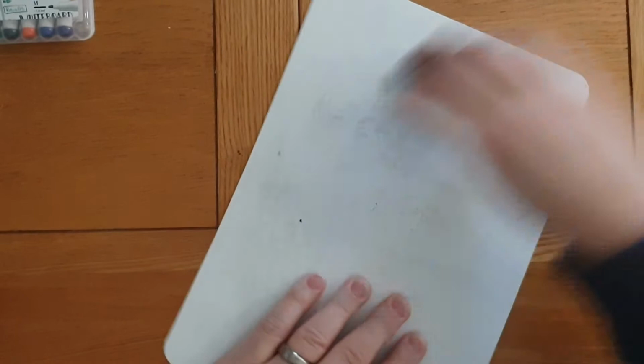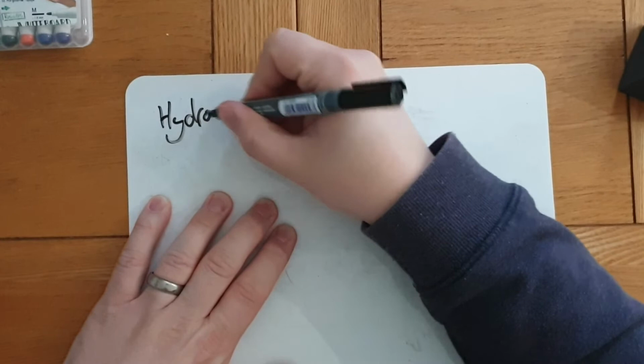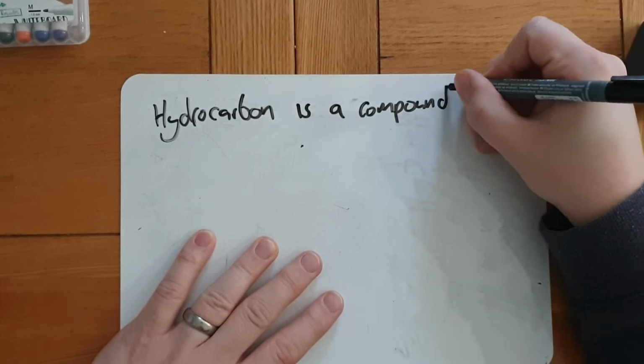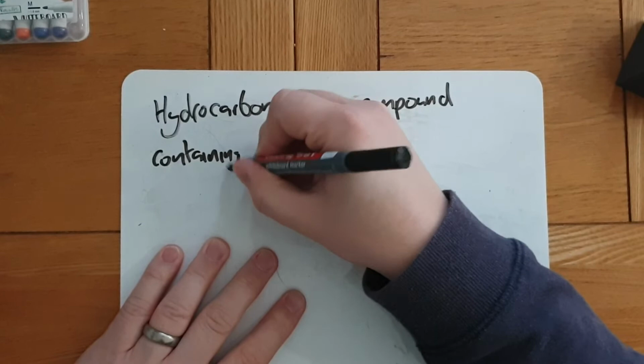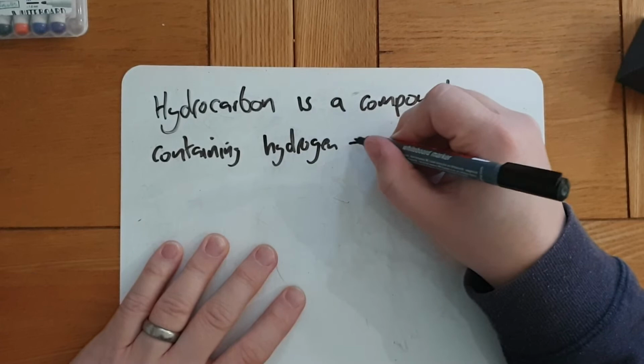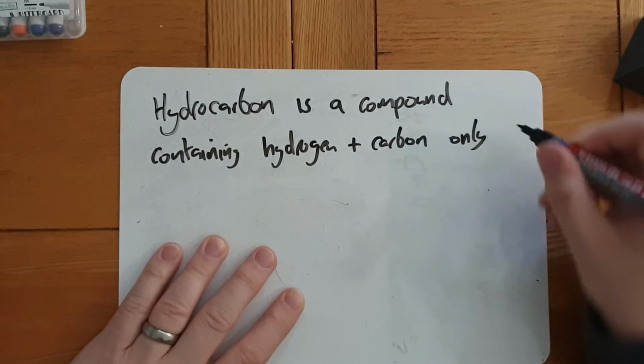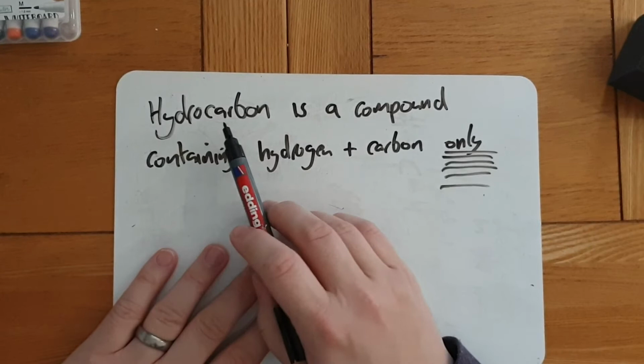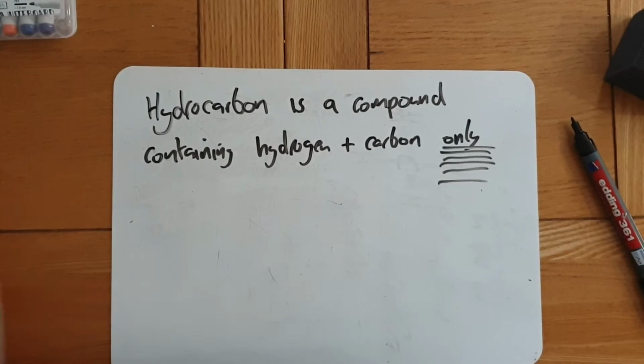So you need to know what a hydrocarbon is. I've used that word a little bit. All of these fractions are hydrocarbons. A hydrocarbon is a compound containing, clues in the name, hydrogen and carbon only. That's the bit people miss. This has been a 2-mark exam question before. The fact that it contains hydrogen and carbon is 1 mark. The only is the second mark. So hydrocarbons only contain hydrogen and carbon.